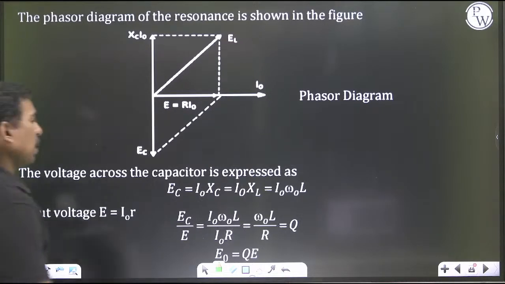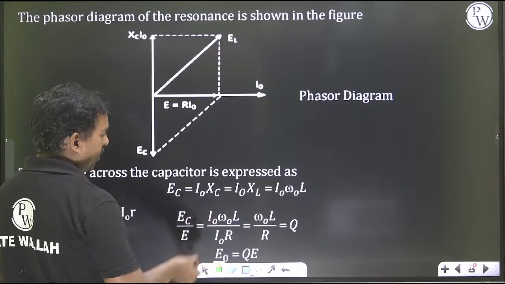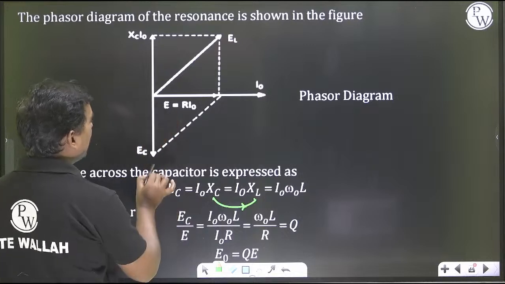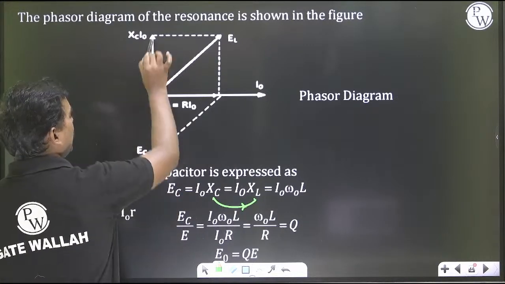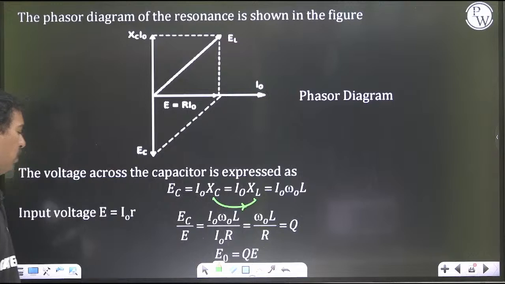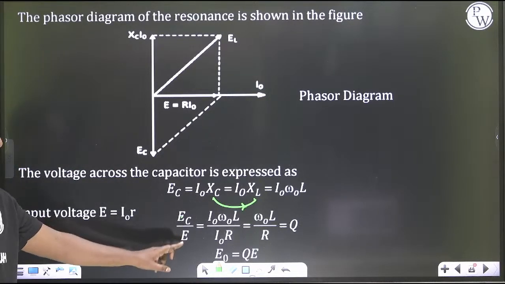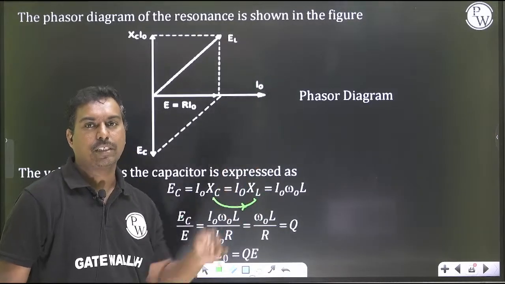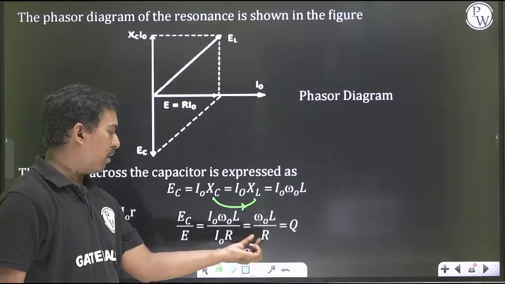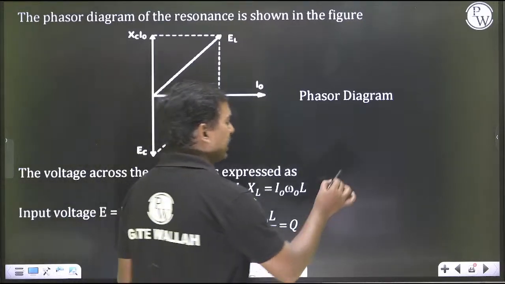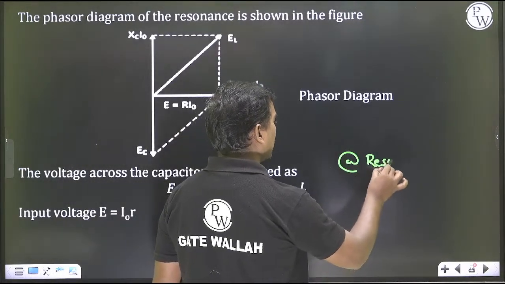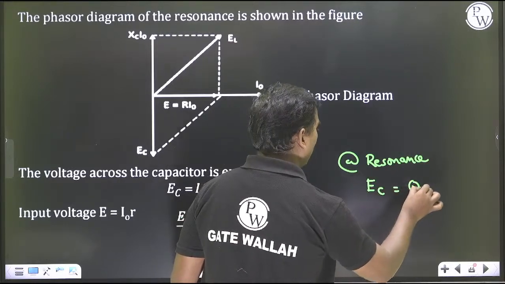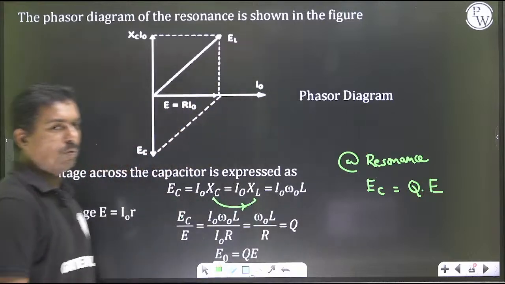Actually, the voltage across the capacitor is I into Xc. But this I into Xc is equal to I into XL, because EC and EL are almost anti-phase to each other. So I take I omega L. Voltage across the capacitor is equal to voltage across the inductor. So I into omega L divided by I into R gives omega L by R. That means at resonance, the voltage across the capacitor will be Q times the voltage across the resistor, the supply voltage.